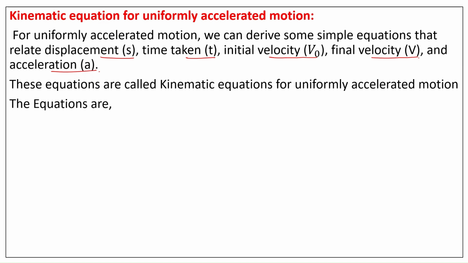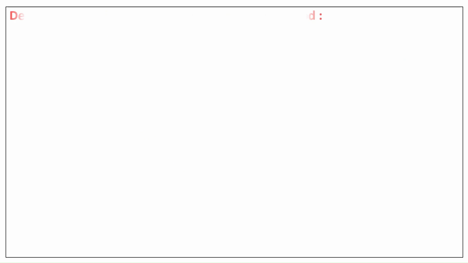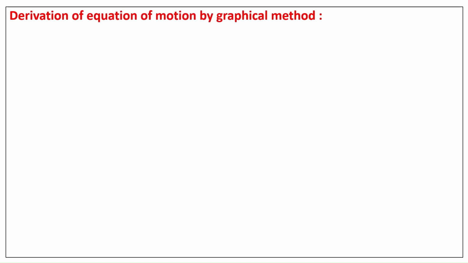The equations are: 1. v is equal to v0 plus at. 2. x is equal to v0 t plus half a t square. 3. v square is equal to v0 square plus 2ax. Let's derive the equations of motion one by one using the graphical method.